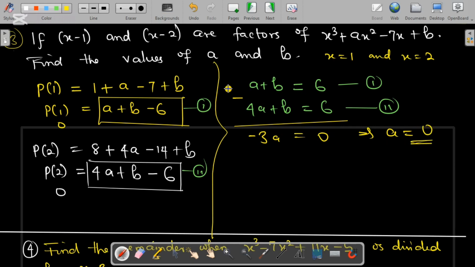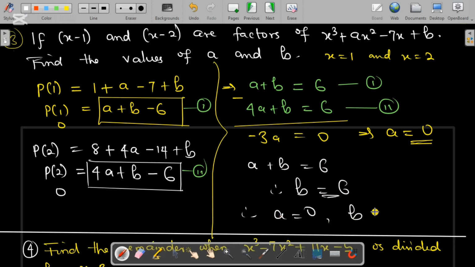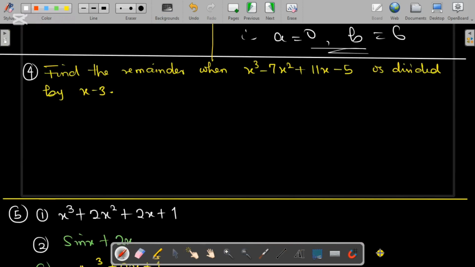Having gotten our a, we can substitute into any of the equations. Let's do that in equation 1. So a plus b is equal to 6. That means 0 plus b is 6. Therefore, our b alone is equal to 6. Hence, you can say that our a is 0 and our b is equal to 6 as required. Okay, and that's for number 2. So we'll go to number 3.